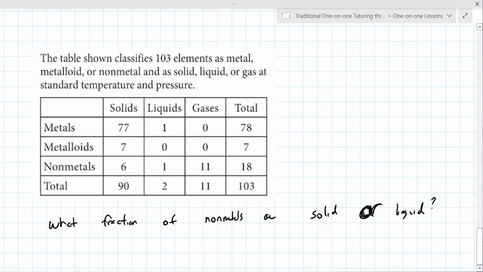For solids, it's 6 over 90, and liquids is 1 over 2. So you add those, and that's going to give you 7 over 92 again. So your total, though, is for non-metals. How many non-metals are there? There's 92. Nope, non-metals.